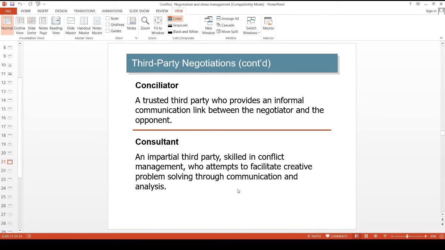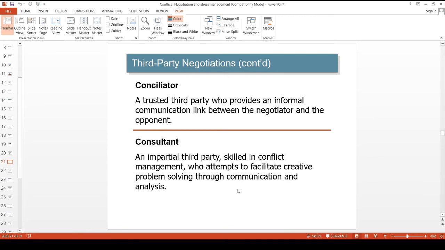Then another approach is termed as consultant. It is an impartial third party skilled in conflict management who attempts to facilitate creative problem solving through communication and analysis. Now, this is a more formal process in which we involve a consultant who is an expert in resolving conflict or who knows about conflict management. He is involved to resolve the conflict and to initiate the negotiation process between the different parties. So this is again a more formal process.